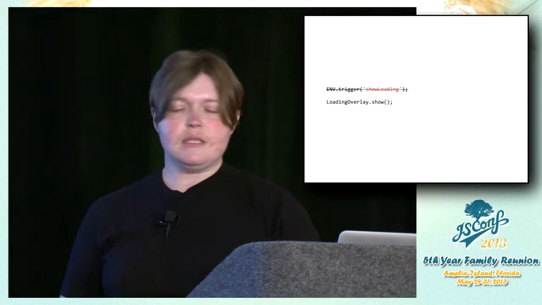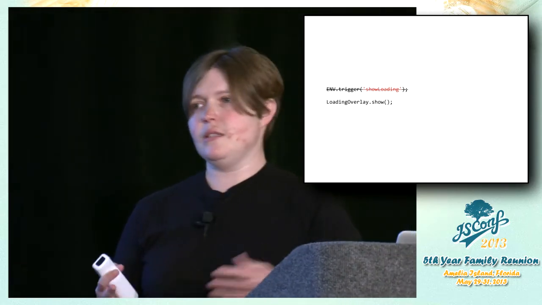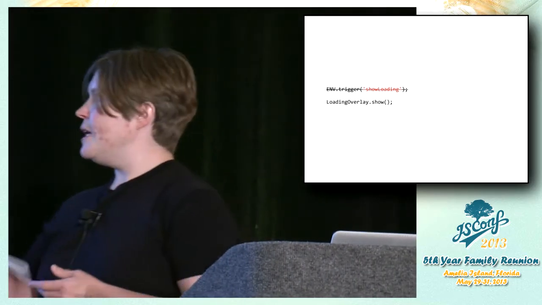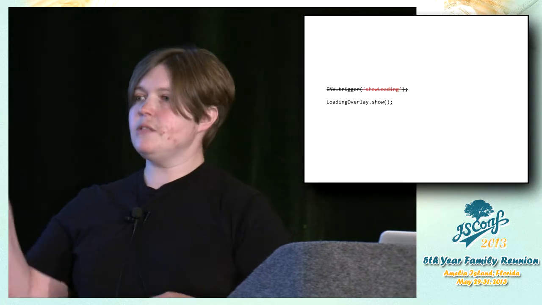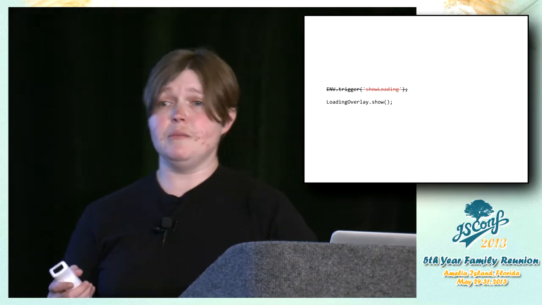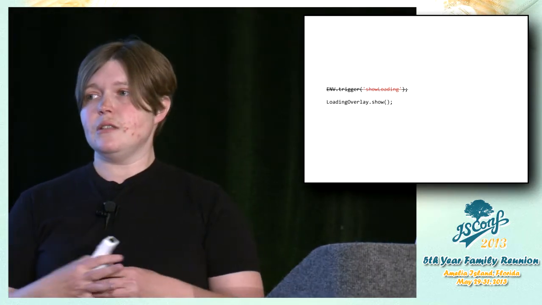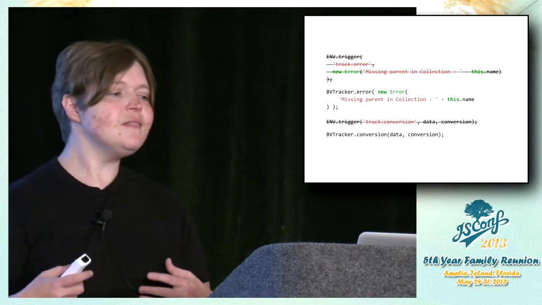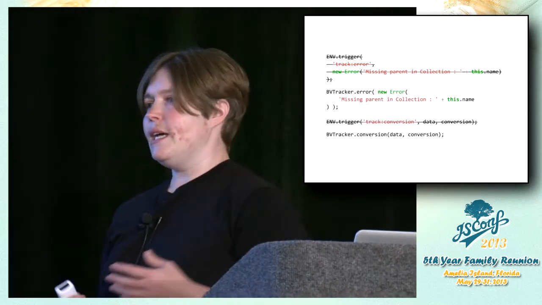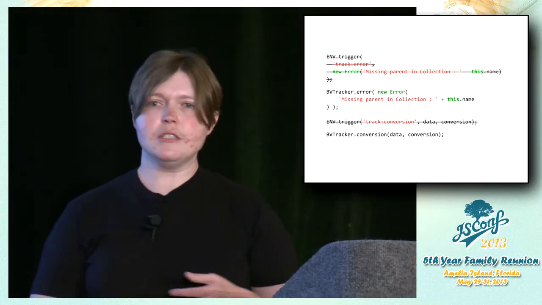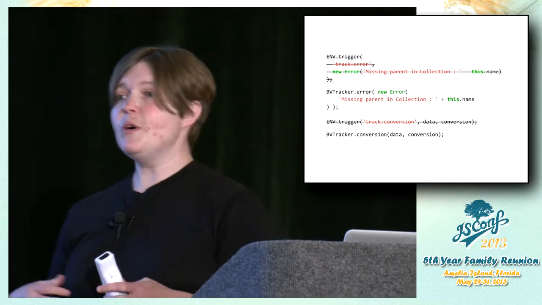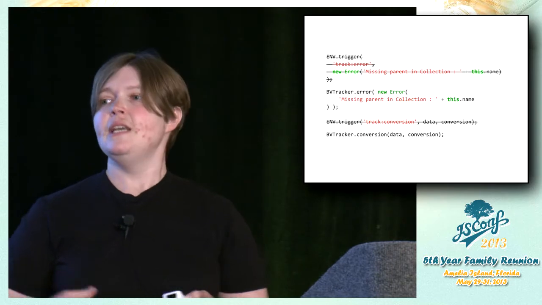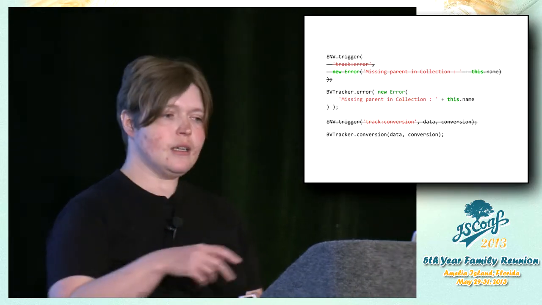So now instead of saying env trigger show loading, we have a loading overlay object that we say, hey, show yourself now. Maybe it implements it through env trigger show loading, maybe it doesn't, I don't remember. It doesn't matter, that temptation of env isn't there anymore. We create a BV tracker object that has an error method and a conversion method and a bunch of other things.